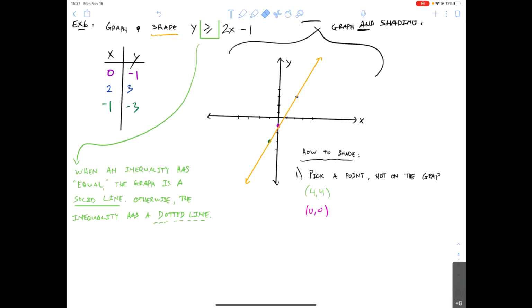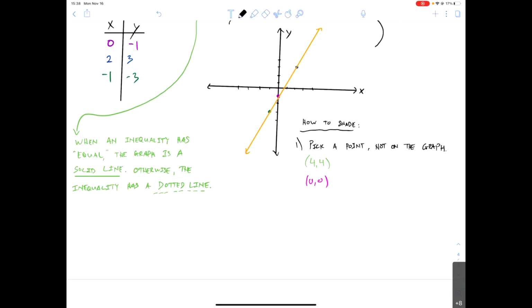I don't know why my H looks so weird in graph right there. Let me fix that. There we go. So then what's the second step? The second step is to plug in the point to your inequality and check whether it's true or false. So you go pick a point on the graph, plug your point into the inequality.